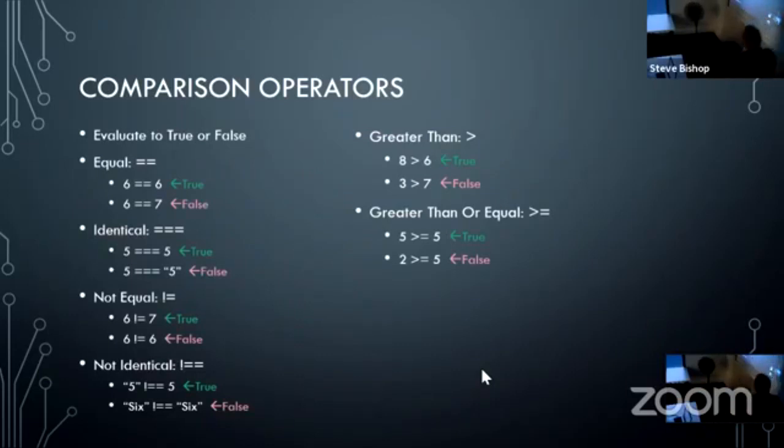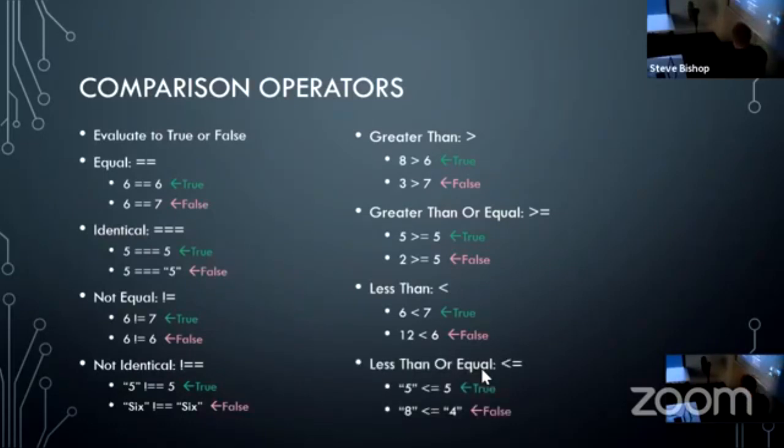All right. So greater than or equal to. So you can actually check to see if something is greater than or equal to. So 5 is greater than or equal to 5 is actually true. But 2 is greater than or equal to 5 is false. And then we have the opposite. 6 is less than 7, that would equal true, but 12 is not less than 6, so that would return false. And then less than or equal to, we have 5, and look at this.